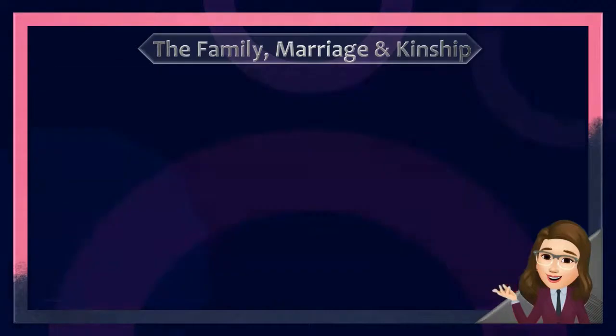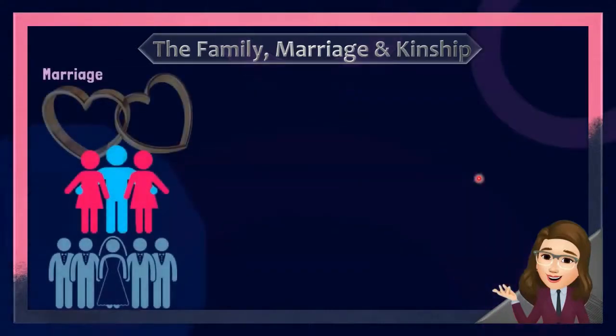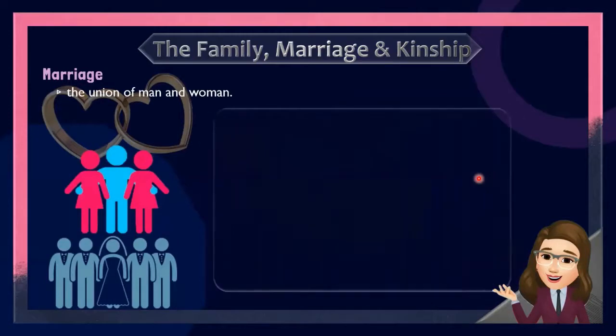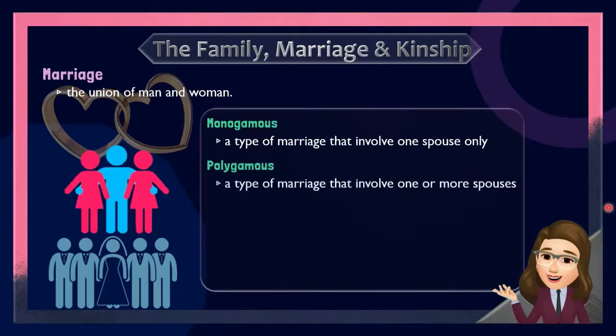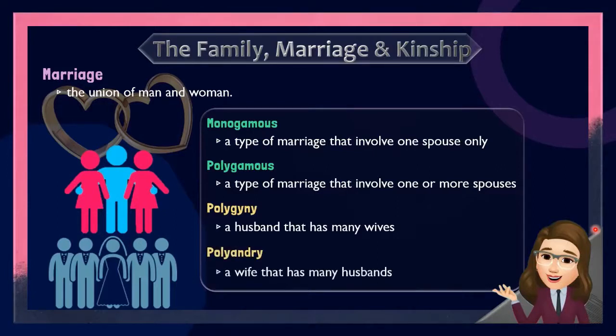Next term is marriage. It is the union of men and women, and we have types of marriage. First is monogamous. It involves one spouse only. Polygamous, a type of marriage that involves one or more spouses. Polygyny, a husband that has many wives, and polyandry, a wife that has many husbands.